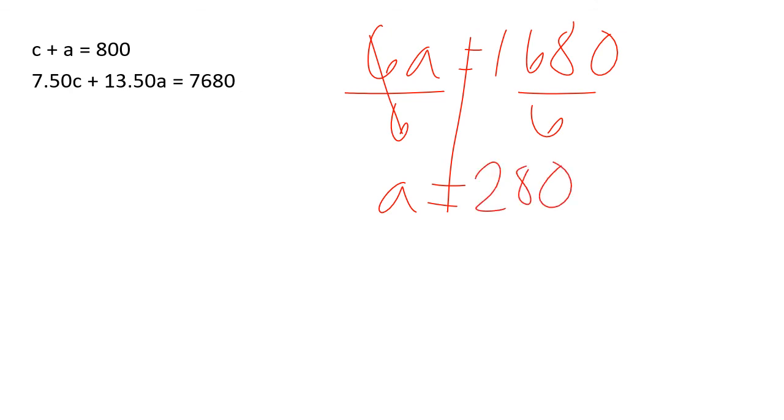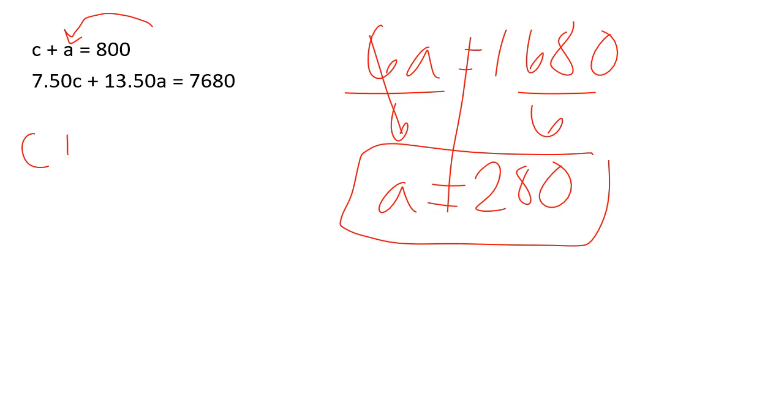So that was a huge ride to get where we got. A is 280. So what does that mean? That means that the amount of adult tickets is 280 adult tickets. And then we have to figure out what C is, and we know that the total is 800 tickets. So the amount of child tickets is still unknown, the amount of adult tickets is 280, and the total amount of tickets is 800. So how are we going to figure out how many child tickets were sold?